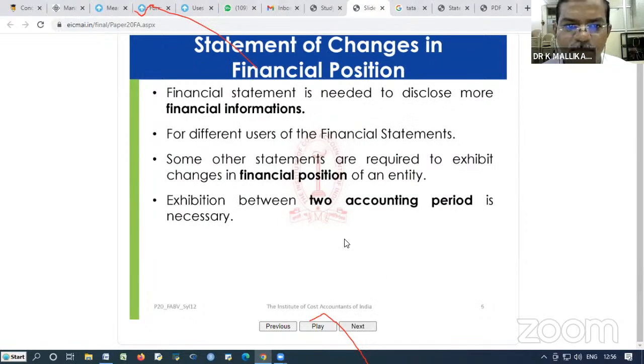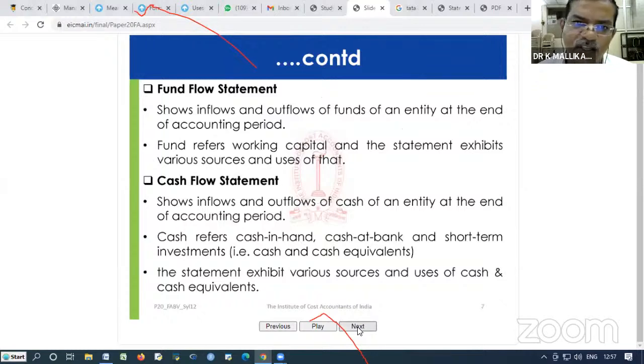Okay, the statement of changes in financial position. It means comparing the financial position of the previous year to this year. We compare previous year data to this year: what changes happen in both the fund position as well as the cash position? Then the cash flow statement and fund flow statement, we are going to discuss in detail tomorrow.